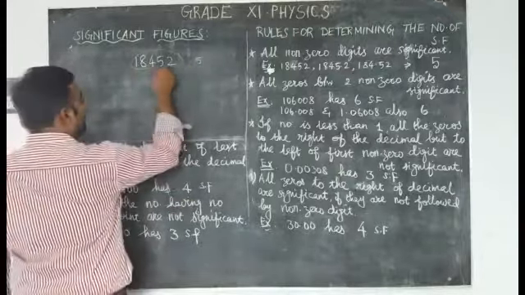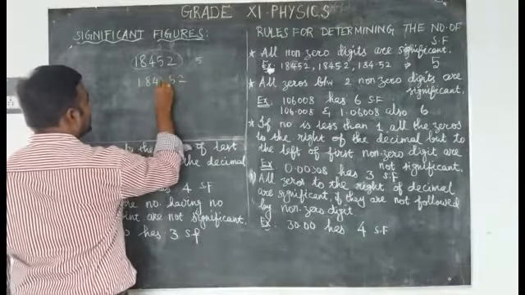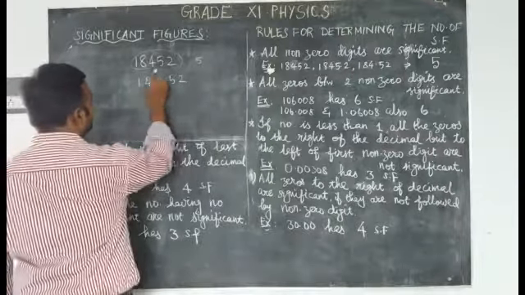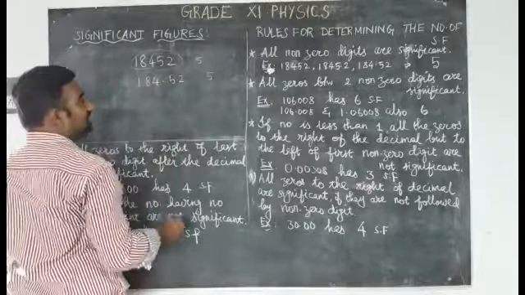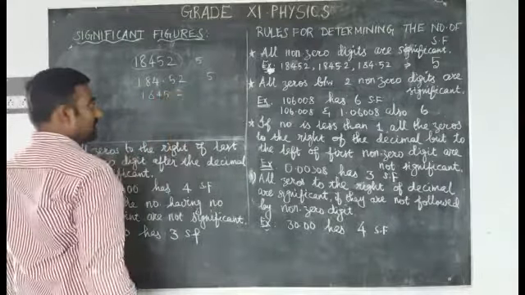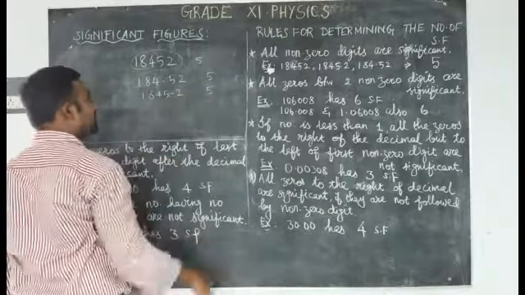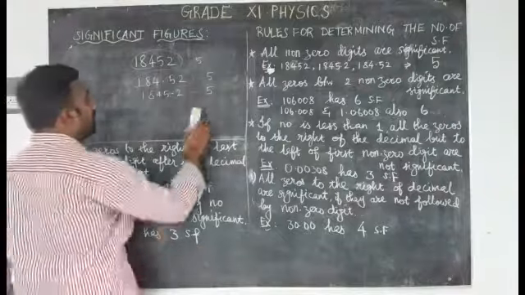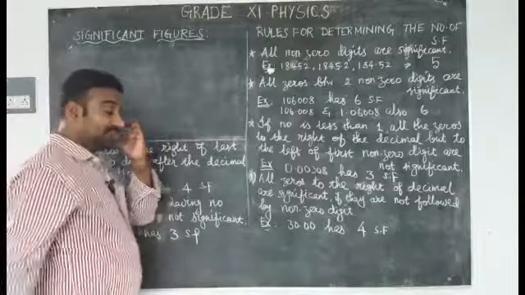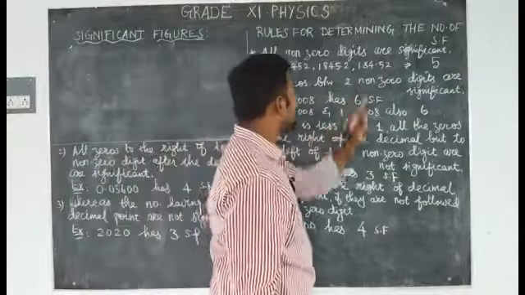Even if we change and write it as 184.52, even though there is a decimal value, it is greater than 1, and it's not less than 1. So these 5 numbers are significant figures. In some cases we may write it as 1845.2. Here also, this number, which is greater than 1, has 5 significant figures. So rule number 1 is all non-zero digits are significant. We take all digits without zero as significant figures.